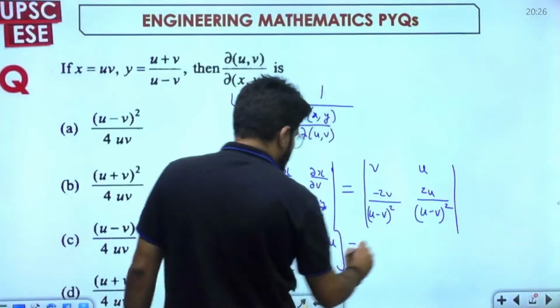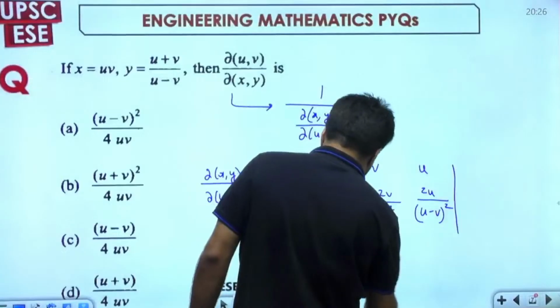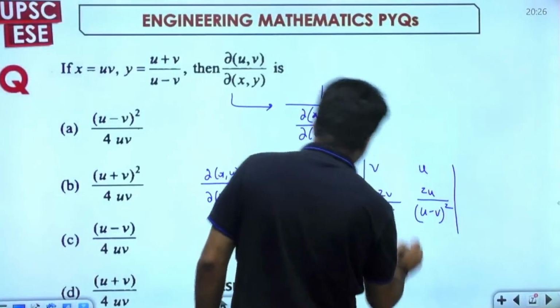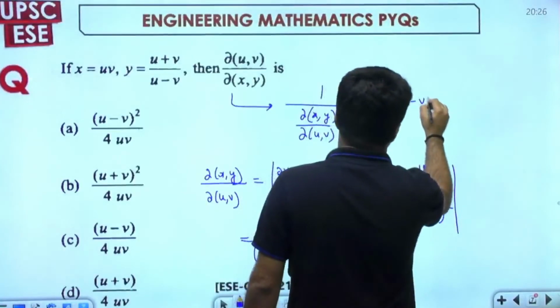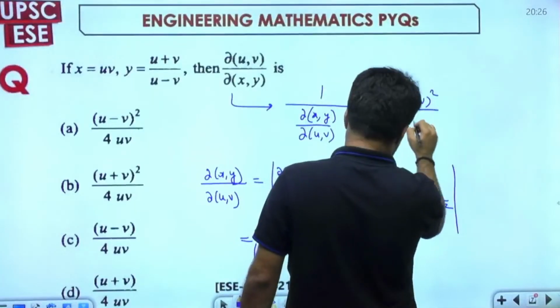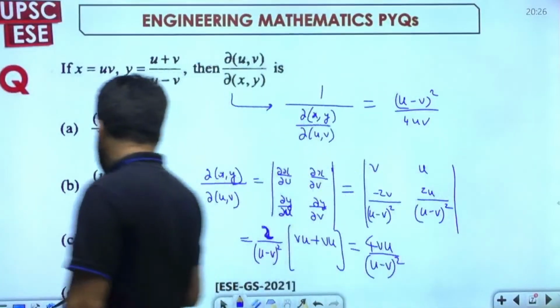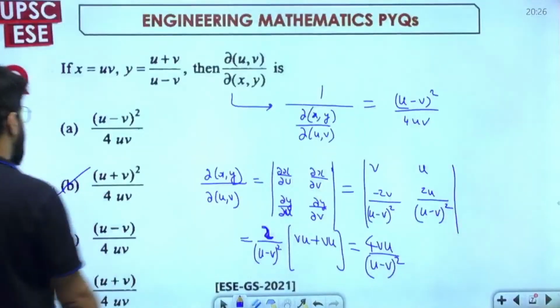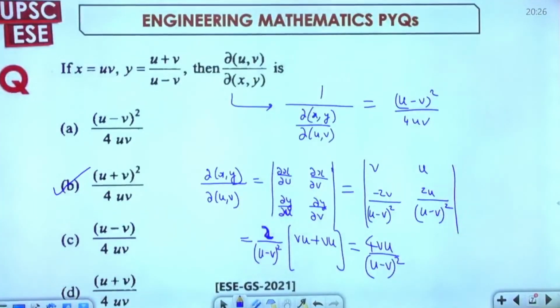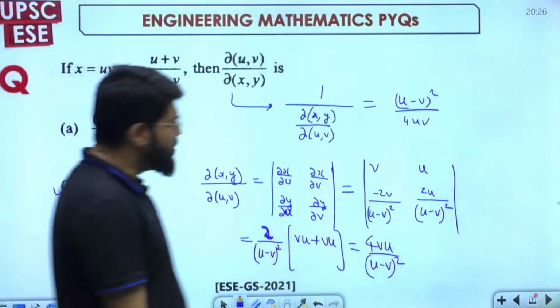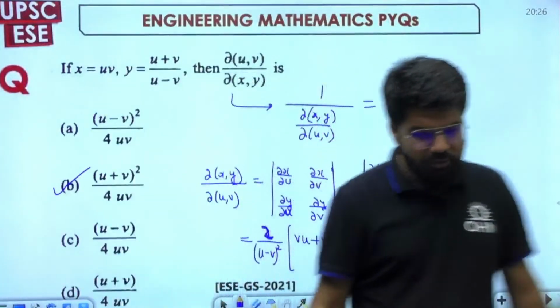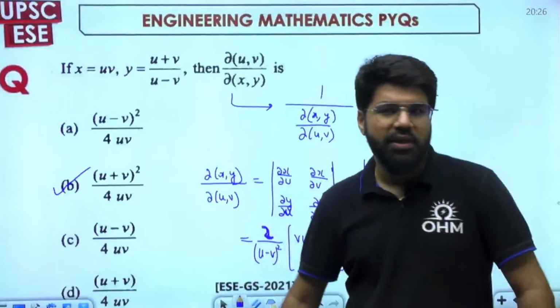Okay, so 2 into 2 is 4, 4Vu upon (u minus v) whole square, and the reciprocal of this will be the answer. So (u minus v) whole square upon 4uv, answer has to be B. Answer will be option number B. Again, calculative question. If you know the Jacobian formula, it is easy but calculative. Only thing I will say.